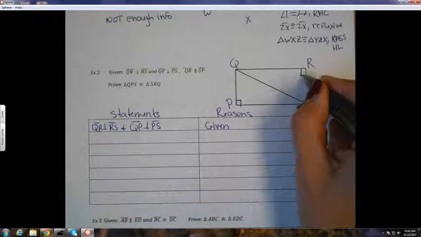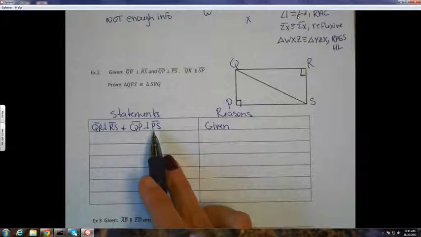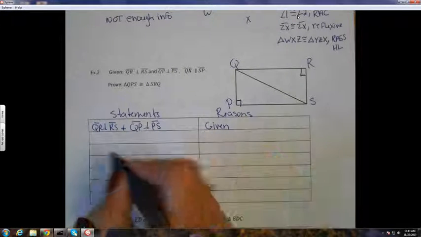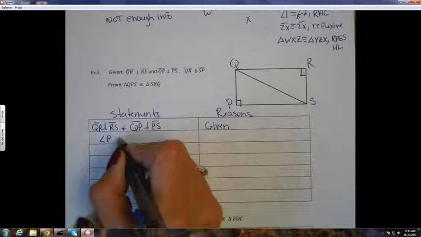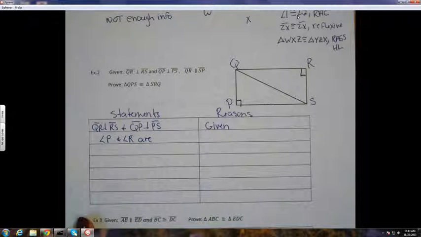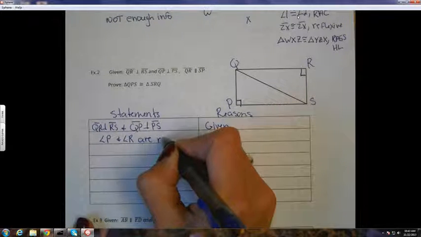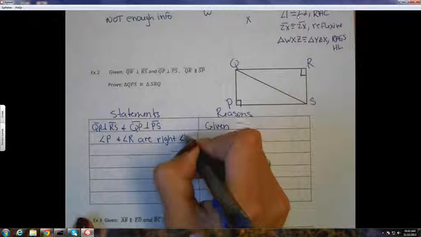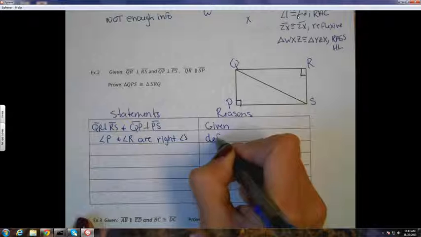Okay, let's keep going until we get something congruent. If you were to look up the definition of perpendicular in the back of your book, what would it say? The intersections are 90 degrees. Does it say perpendicular lines make congruent angles? No, it says they make 90-degree angles. So I'm going to say angle P and angle R are 90 degrees, or you can say are right angles. That's the same thing. That's all from definition of perpendicular.